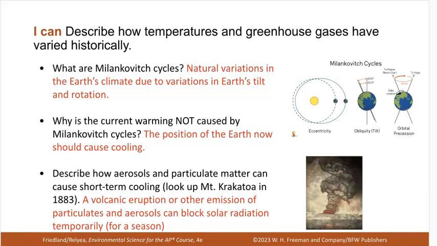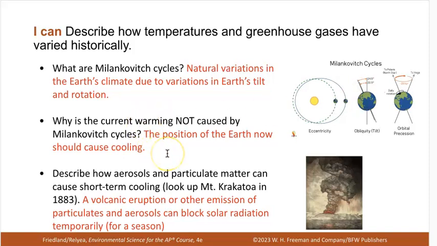Okay, so I talked about natural climate change, and we call those Milankovitch cycles, which are natural variations in Earth's climate due to the Earth's tilt and rotation around the sun. We're actually in an ellipse around the sun, and that ellipse can change, which can change the amount of sunlight that reaches the Earth during different seasons. Same with the tilt. We're currently at a 23.5 degree tilt. We weren't always at that tilt, so that can change the amount of solar radiation. So we know there are natural variations.